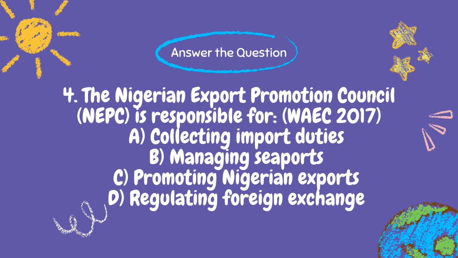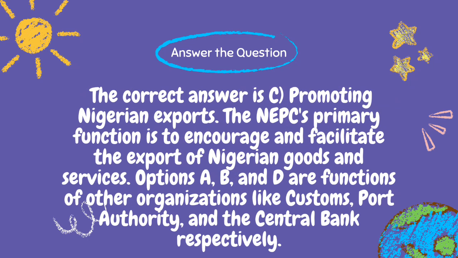This one is coming from the year 2017. Option A, collecting import duties. Option B, managing seaports. Option C, promoting Nigerian exports. And option D, regulating foreign exchange. Take a moment to consider your choice. The correct answer is option C, that is promoting Nigerian exports.